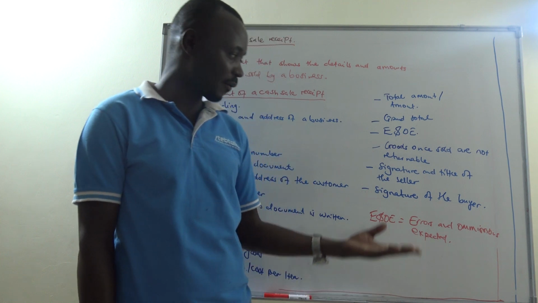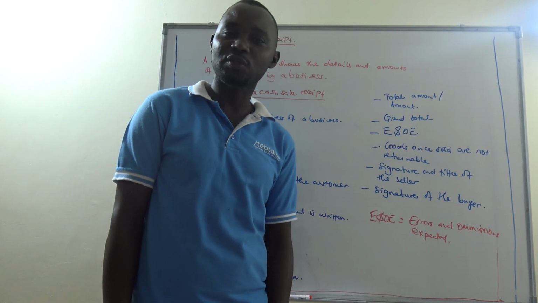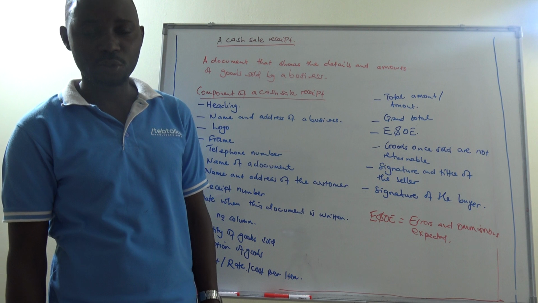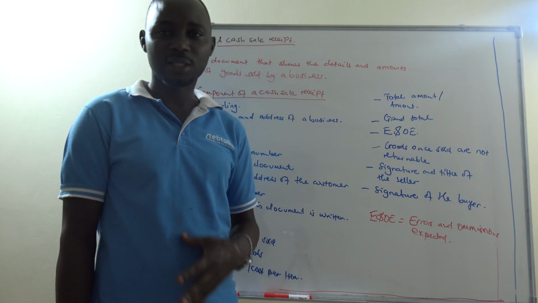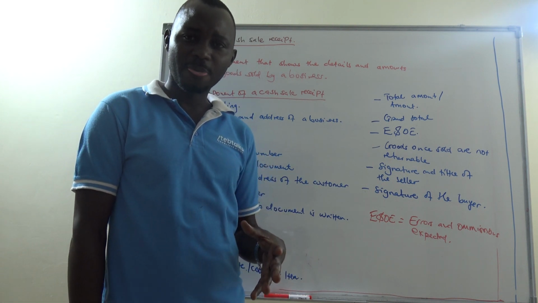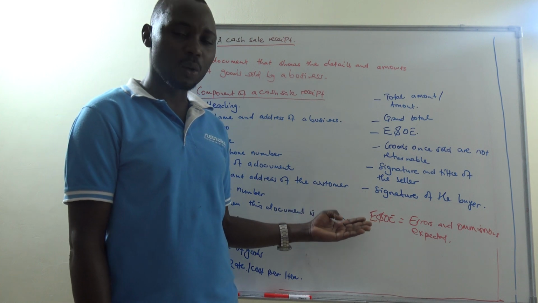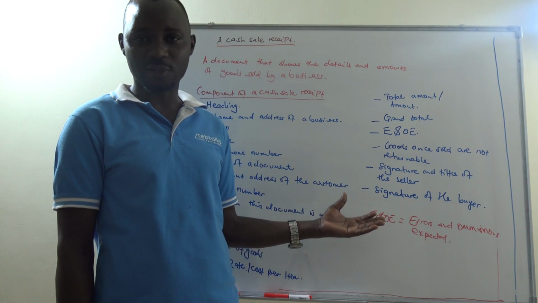You who is selling, you have to sign, and the buyer can also sign, acknowledging that he or she has received the goods. We are going to take a break. After that break, we shall see how to design a cash sales receipt.